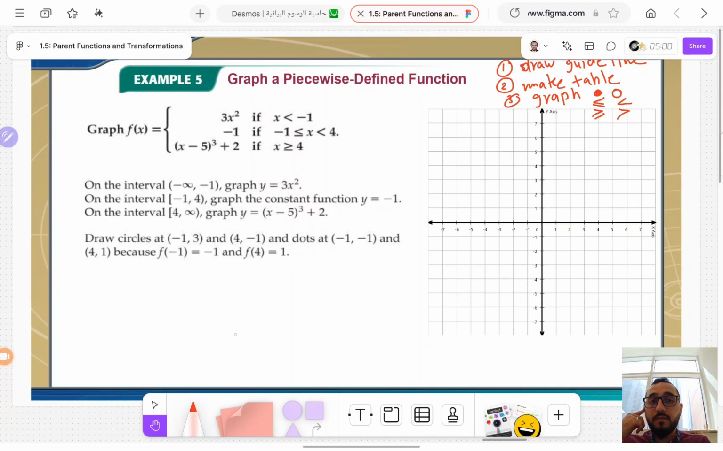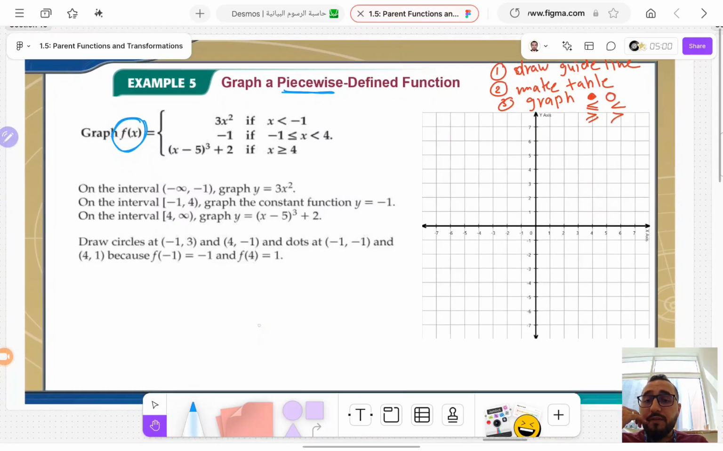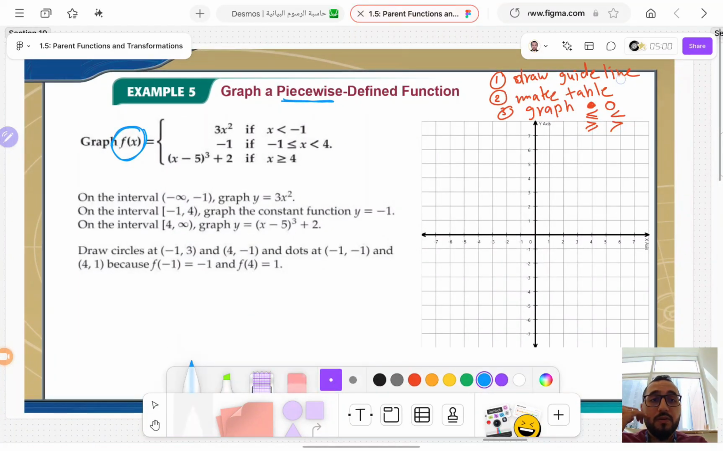Okay, now let's graph the piecewise function. So the first thing, what is the piecewise function? The piecewise function is just like one big function that has 3 smaller functions inside. Sometimes could be 4, sometimes could be 5, sometimes maybe 2. So the idea of the piecewise function is that you have more than one semi-function, let's call them semi-functions. Maybe you can have a constant, maybe you can have a linear function, quadratic, cubic, it depends. So now the first step, as I told you, is to draw a guideline.